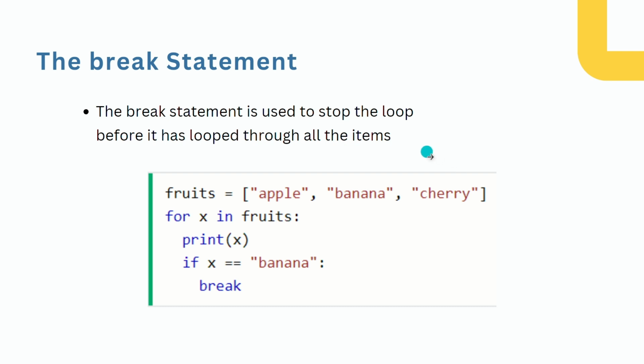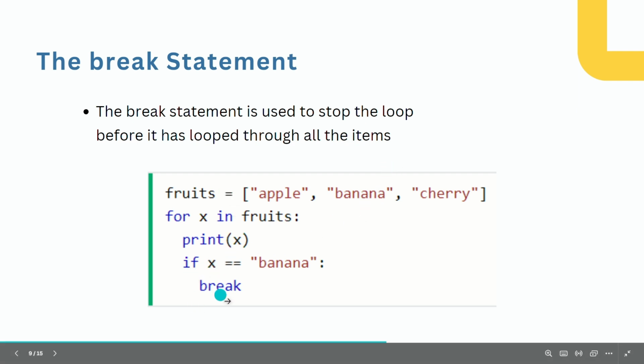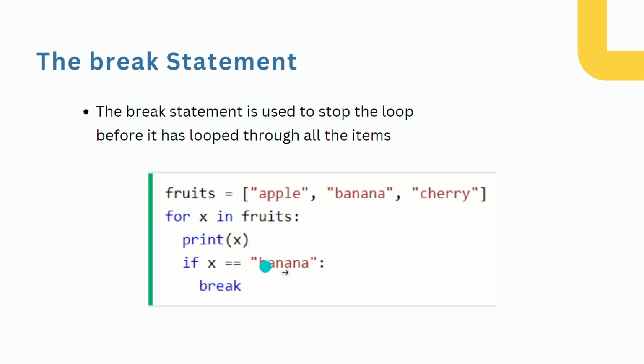The break statement. Now we have seen this in the while loop, and it is exactly the same in the for loop as well. It's used to stop the loop before it has looped through all the items. So you can see in this example that as soon as x is equal to banana, the loop will break. So in this case only apple will be printed. Sorry, apple and banana, because the print statement is before this condition. So first apple will be printed, banana will be printed, this if condition will be checked, and because it is true, the break statement will be executed.